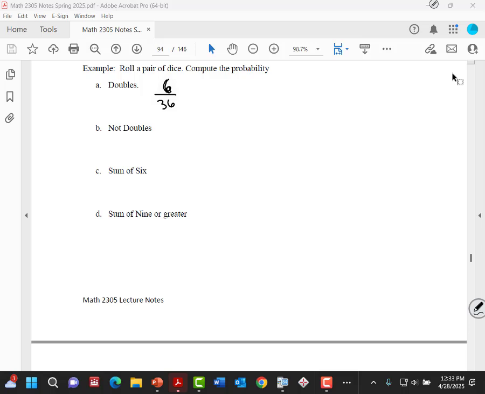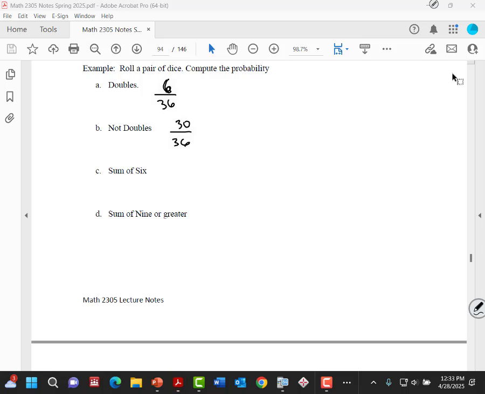The probability of not doubles. Well, since there are 6 doubles that I could possibly get, the 1, 1, 2, 2, 3, 3, 4, 4, 5, 5, and 6, 6. There's 6 ways that I can roll doubles out of the 36 outcomes. When I roll a pair of dice, that means that there are 30 that are not doubles out of 36.